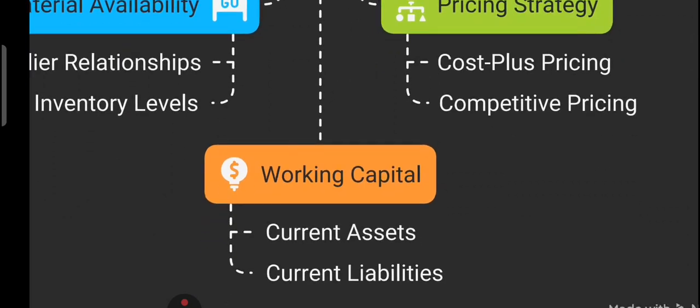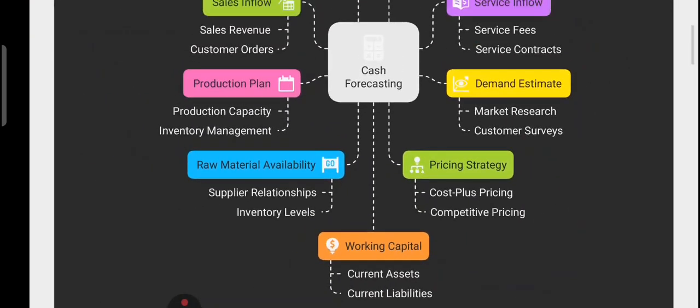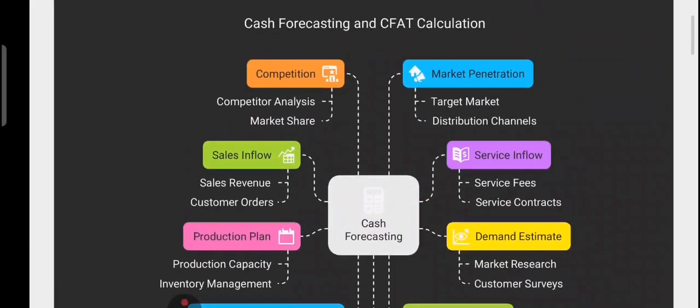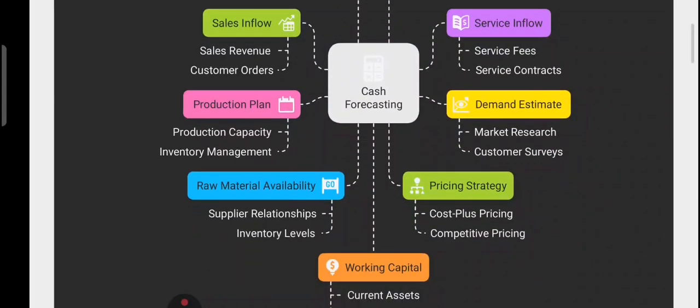And finally, working capital. The balance between current assets and liabilities determines how flexible and resilient your business is. So that is all about cash forecasting. By combining all these factors, a business can accurately estimate CFAT. What is CFAT? CFAT is cash flow after tax, which is very crucial for investment planning and financial health. So these are the factors which affect our cash forecasting.